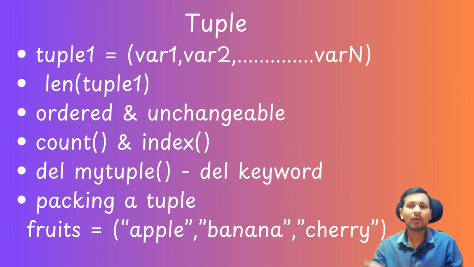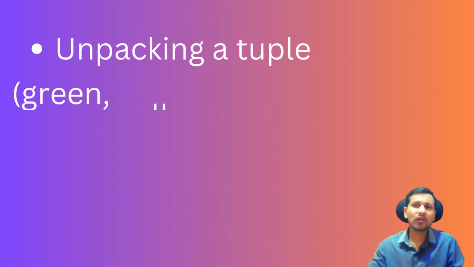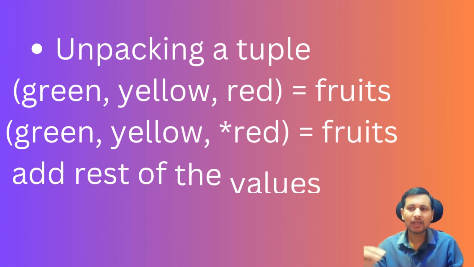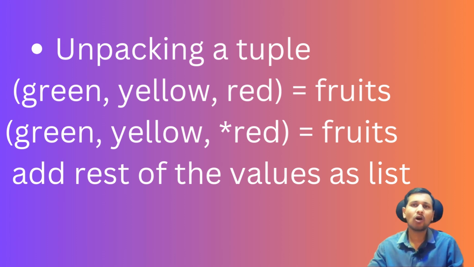So there's a term called packing a tuple and unpacking a tuple. Suppose we are creating a tuple, then we are packing it, in the sense we can assign fruits equal to apple, banana, cherry, and we can unpack. So we can assign new variables like green, yellow, red is equal to fruits. Then this will automatically assign values to green, yellow, red. Green will be equal to apple here, yellow will be equal to banana, red will be equal to cherry here, because these are the variables which we have assigned in unpacking a tuple.